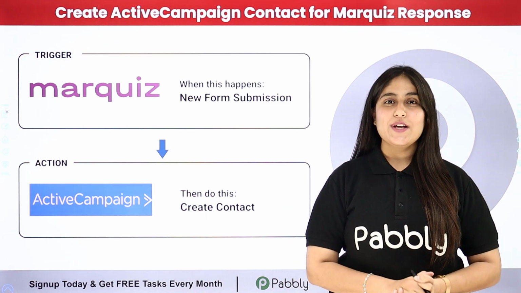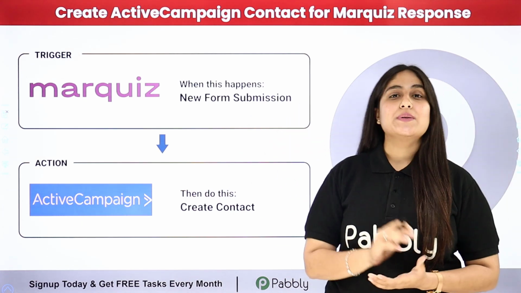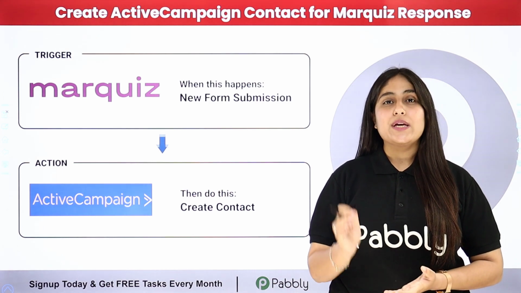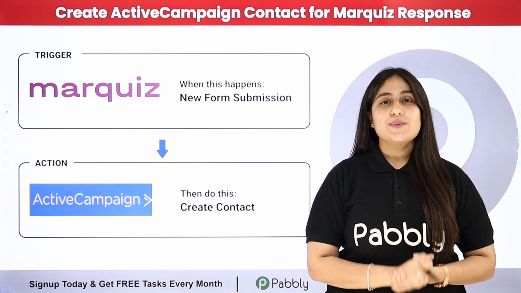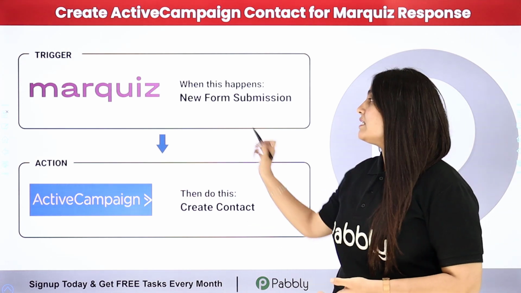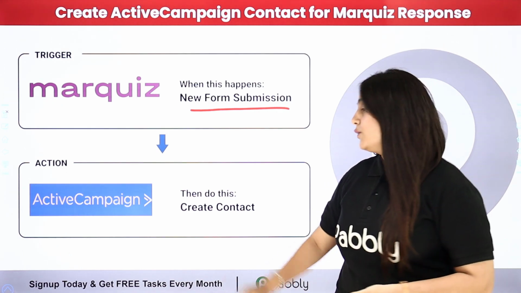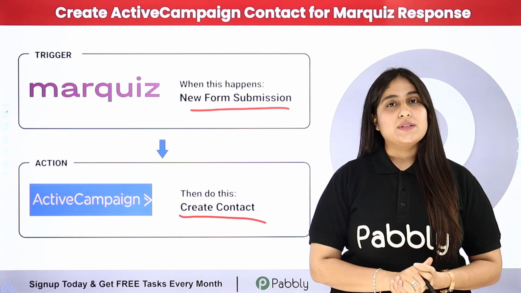So in this video, we are going to learn how to create an ActiveCampaign contact for a Marquiz response. I run a travel agency and I have created a vacation quiz connected with my lead form using Marquiz. Whenever I receive a new form submission, I want a new contact to be created automatically, using that detail, in my ActiveCampaign account so that I can engage with that lead.